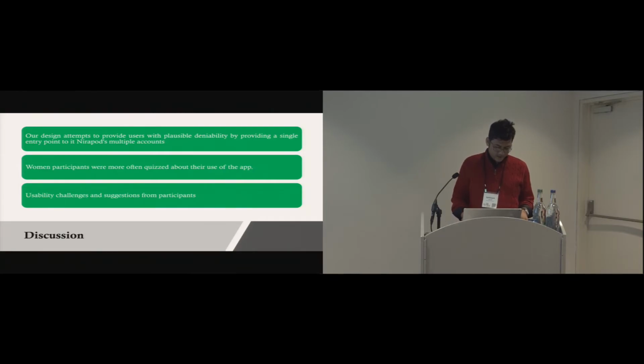Our design attempts to provide users with plausible deniability by providing a single entry point to multiple accounts. As such, people cannot tell from looking at the app logging page that multiple accounts exist. Instead, the system determines which account to open when.